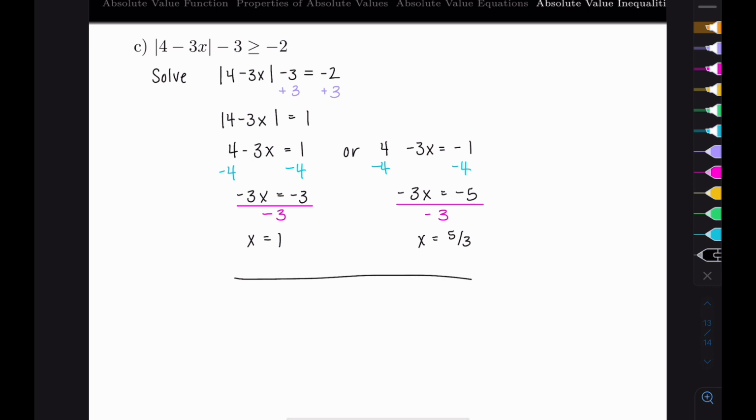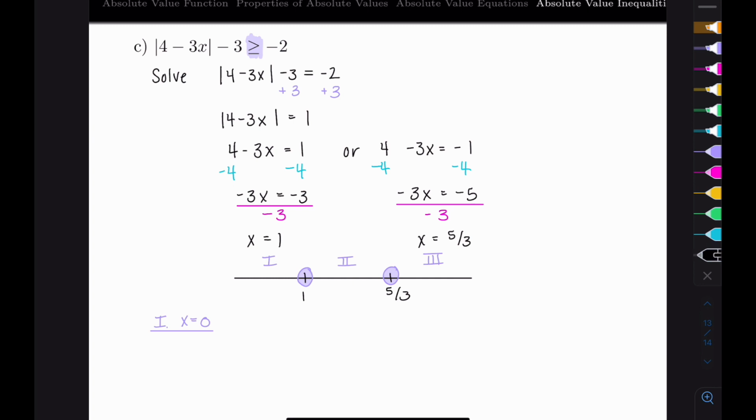So these are our two important numbers. I'm going to graph them on our number line, 1 and 5/3. And we can fill in these endpoints because we have greater than or equal to as our inequality. Okay. And what this has done is it's broken down my number line into 3 intervals that we need to test. From our first interval, I want to pick a number that falls in there, and 0 is always a good option. 0 would fall in this interval.